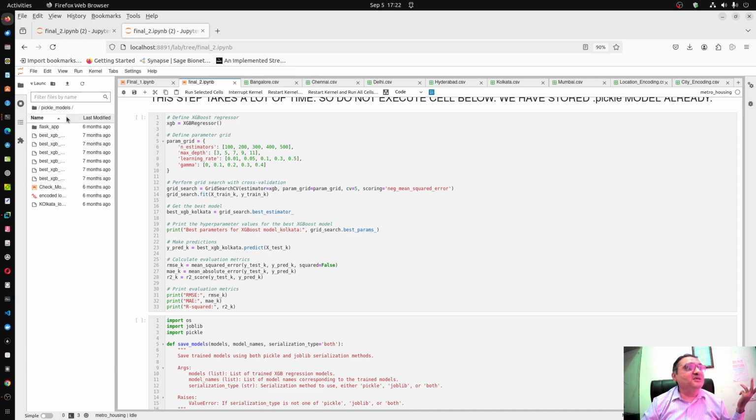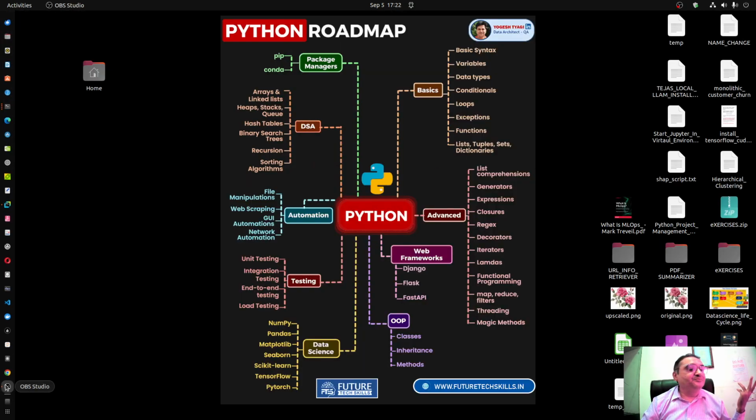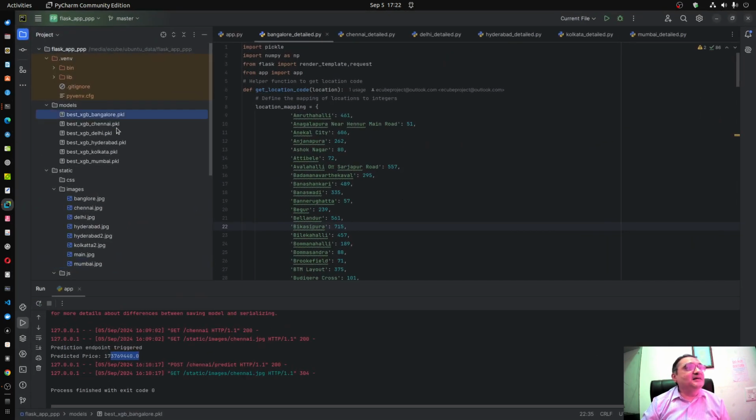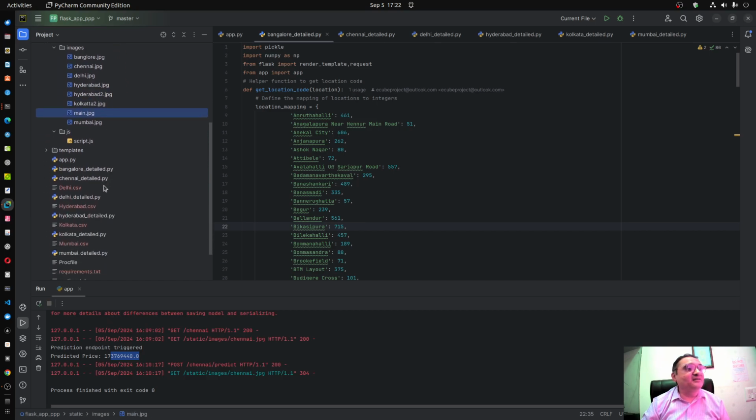So it was found that XGB, extreme gradient boosting, was the best. So best XGB for Bangalore, best XGB for Chennai, Delhi, Hyderabad, and so on. Now from here we go to PyCharm, and I show you the actual way in which the app is used. Okay, so our PyCharm is here. You can see these are those best models, and these are some images which we used on the user interface to make things a little bit attractive.